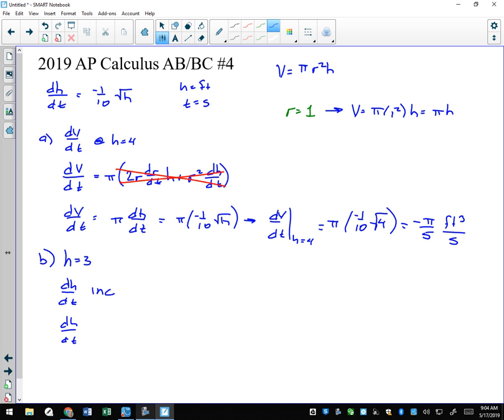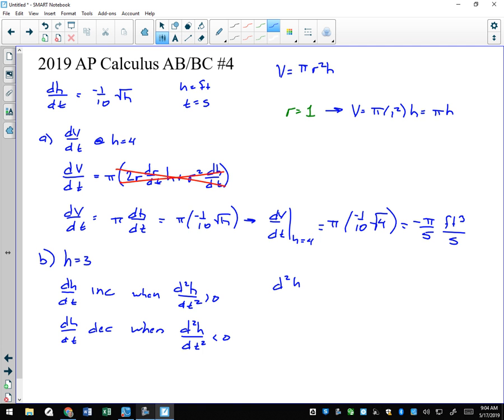dH/dt increases when its derivative, the second derivative, is positive. dH/dt will decrease when its derivative, which is the second derivative of h, is negative. So we will need to find the second derivative of h. So dH/dt is negative 1/10 root h.